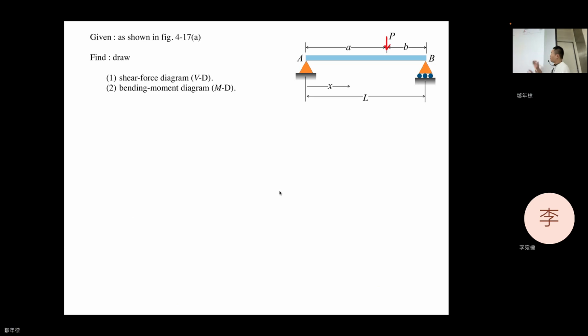So this is a typical question: a beam with supports and an applied force, and the problem asks me to draw the shear force diagram and the bending moment diagram. Okay, so let's do it. Before that, I will show you how to draw the shear diagram and moment diagram. When you get this problem, I will ask you to draw lines here.